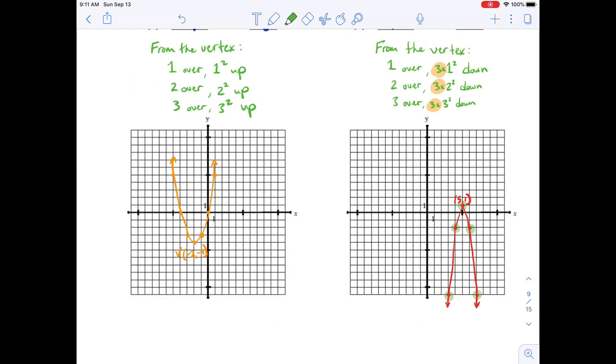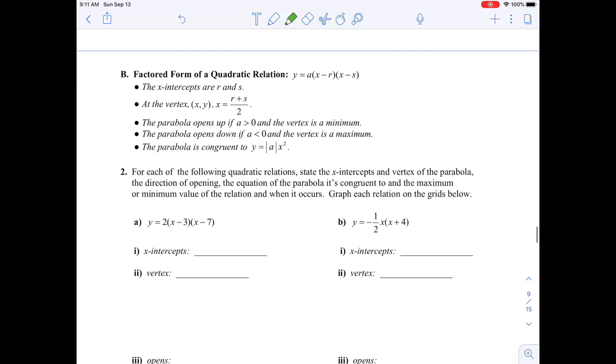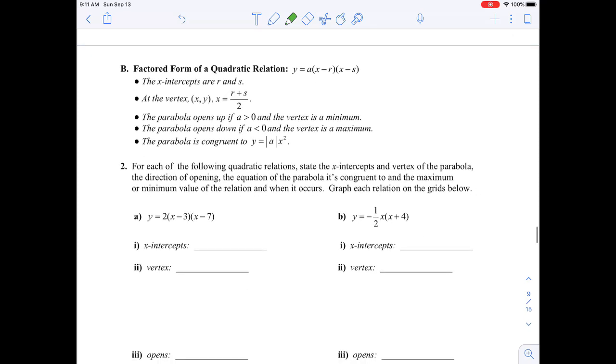Now, we know that vertex form, as I mentioned off the start, is not the only way that we see quadratic relations. In fact, you've already seen earlier in this unit that quadratics can take on many different forms, whether it's a relation or an equation. And one of the very important forms that you also learned last year, because you spent so much time learning about factoring, was the factored form of a quadratic relation.